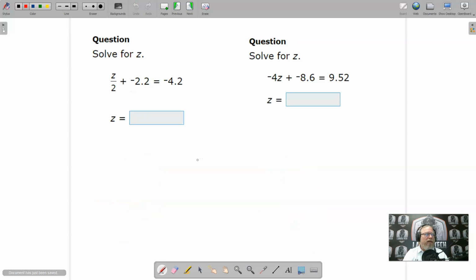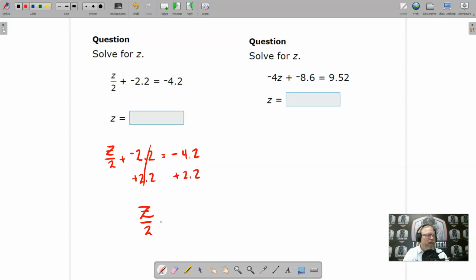Now we're going to get into decimals, but the calculations might be a little more complicated, but the process is still the same. So let's go ahead and do z over 2 plus negative 2.2 equals negative 4.2. And so this is a negative 2.2, so let's add 2.2. And what we do to one side, we're going to do to the other. And then these are going to cancel each other out, leave me with just z over 2 on the left.